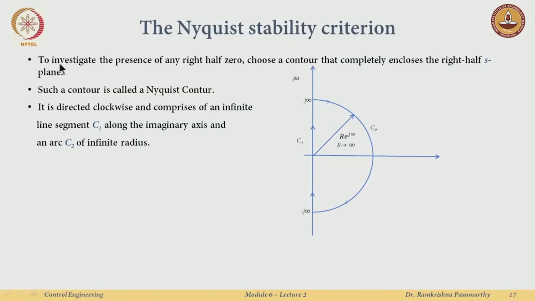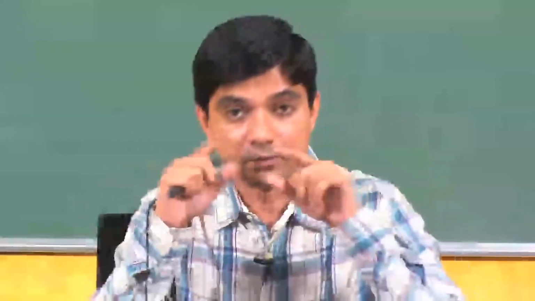So, what do I need to investigate? I need to investigate the presence of any right half zero of Q(S). The zeros of Q(S) are my closed loop poles. Just write that down and try to understand what it means. I am not really talking of zeros here. I am still talking of the closed loop poles, which happen to be the zeros of the denominator transfer function 1 plus GH or 1 plus KGH, which is Q.